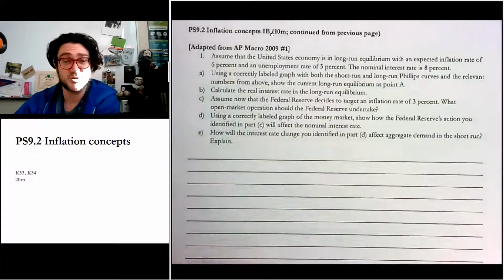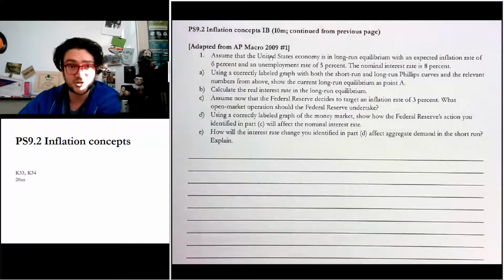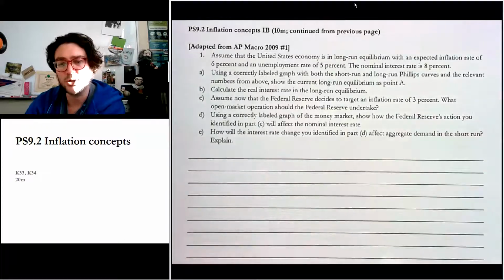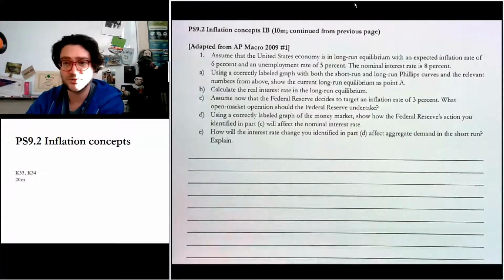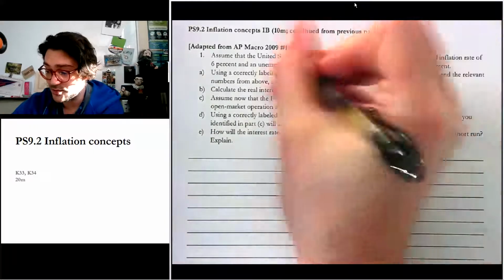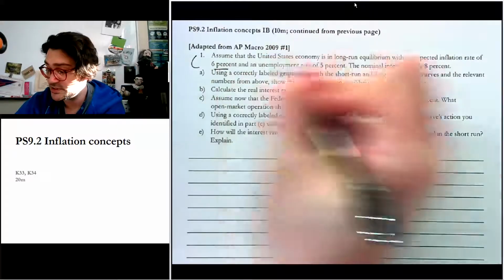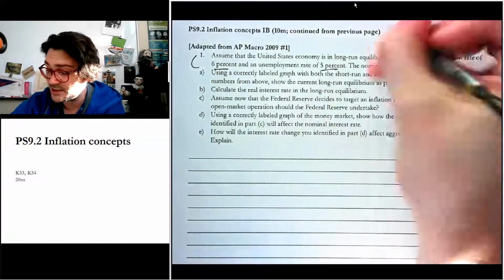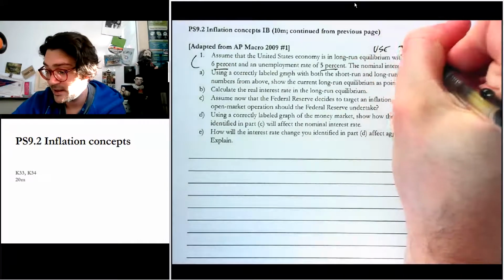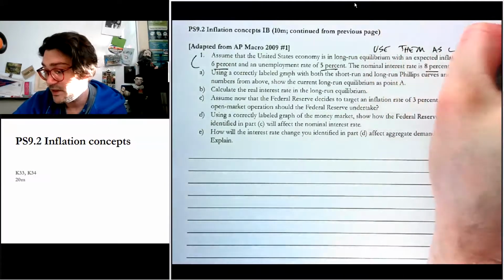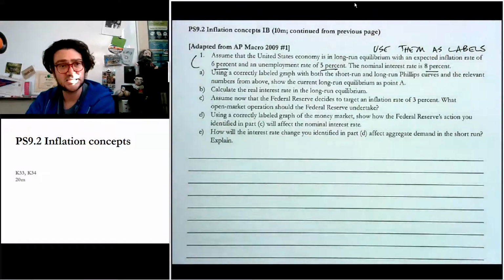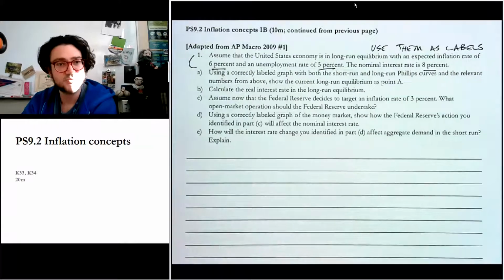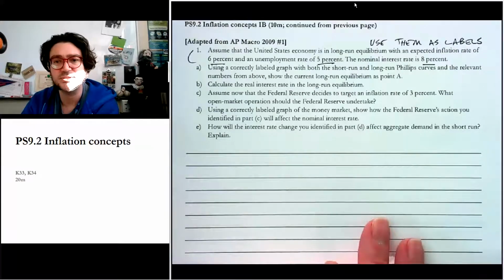So this next part, and again, this is where sometimes students like to take a little bit of a break. This next part's actually adapted from an AP question. So it says, assume the US economy is in long run equilibrium with an expected inflation rate of 6, unemployment rate of 5, nominal interest rate of 8. Now, if they give you numbers, so you have 6%, you have 5%, you have 8%, use them as labels. It's really important that if the AP people give you numbers, put those on the axes. That tells the graders that you paid attention, and they'll take off points if you don't. So you need to use the labels.